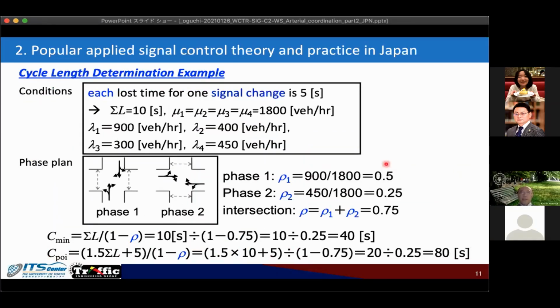And yes, okay, this is just brought from my lecture note. So basically, our Japanese practice is based on the concept of the flow ratio, the demand flow ratio to the saturation flow rate, which is the so-called flow ratio. And we apply the flow ratio value to select the green split value. This is the basic idea of setting the green split. So even for the coordinated signals, we also apply basically the same idea.